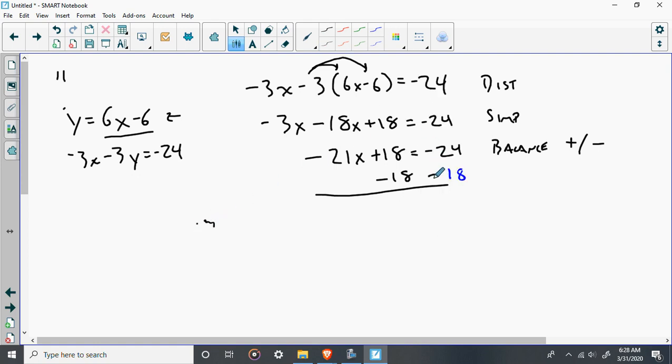Okay. If I have 24 and I take away 18 more, I'm going to add these numbers together. It's going to be, what do we got? 2. We're going to carry the 1, so I'm going to have 42. Okay. So I have negative 21x equals 42. Okay, so again, we just subtract 18 from both sides. Our next step, we're going to balance.